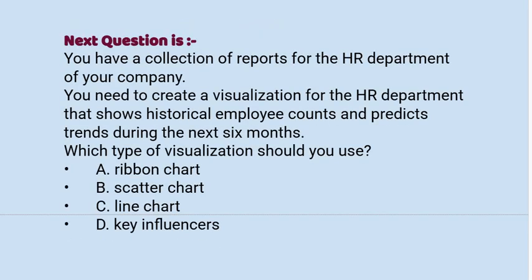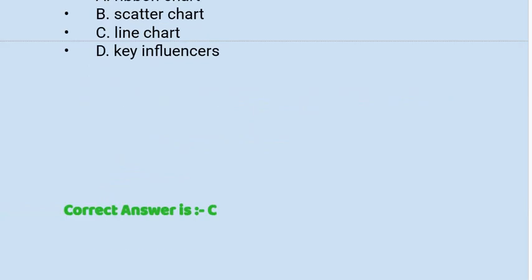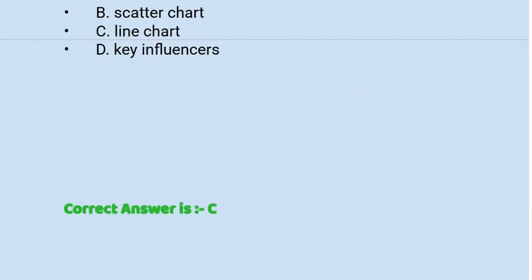Question is, you have a collection of reports for the HR department of your company. You need to create a visualization for the HR department that shows historical employee counts and predicts trends during the next 6 months. Which type of visualization should you use? Option A, ribbon chart. Option B, scatter chart. Option C, line chart. Option D, key influencers. Correct answer is option C.